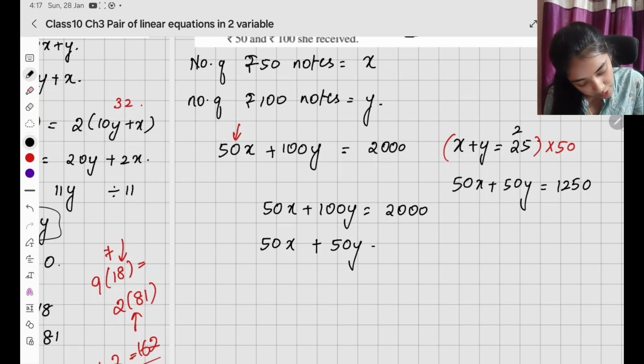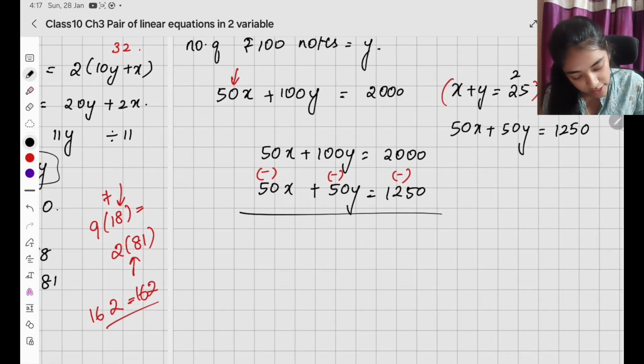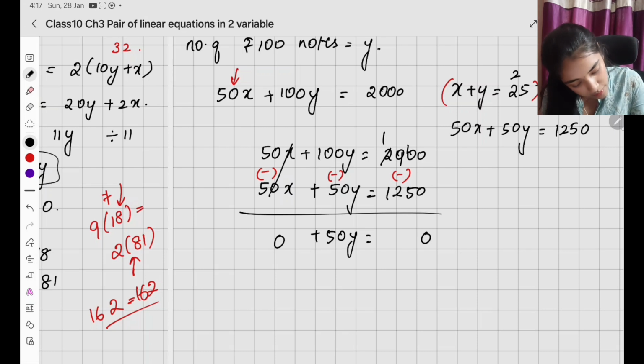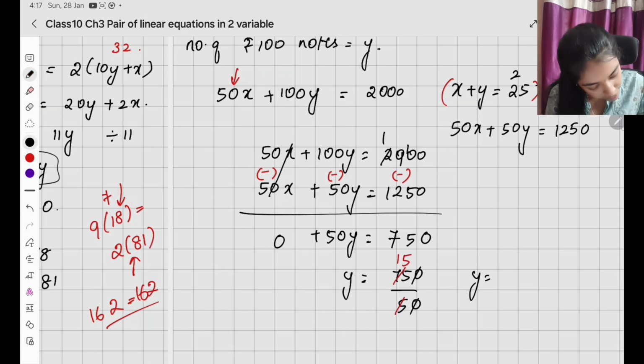Okay. 50x plus 50y equals 1250. Now when I subtract, this becomes a minus, this becomes a minus, and this also becomes a minus. So we have 50 minus 50 gets cancelled. 100 minus 50 is going to be plus 50y. In the balance, 2000 minus 1250: this when I cancel, I have 1. This becomes a 9. This becomes a 10. So we have 750. So y equals 750 divided by 50. 0 0 cancel. We have 5 1s are 5, 5 3s are 15. So we have y equals 15.